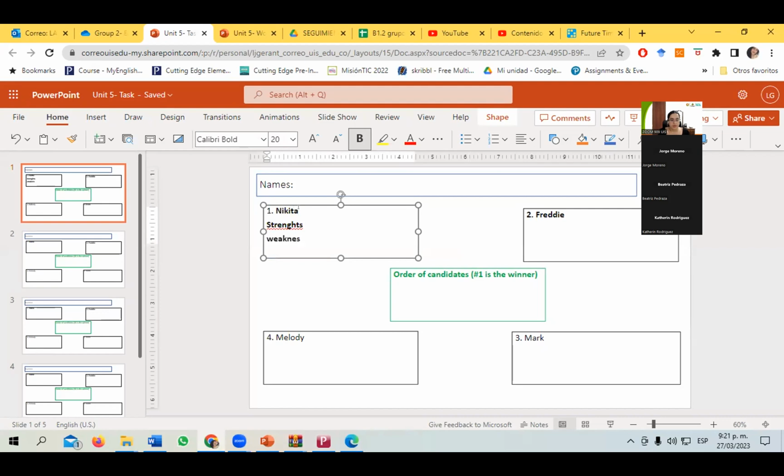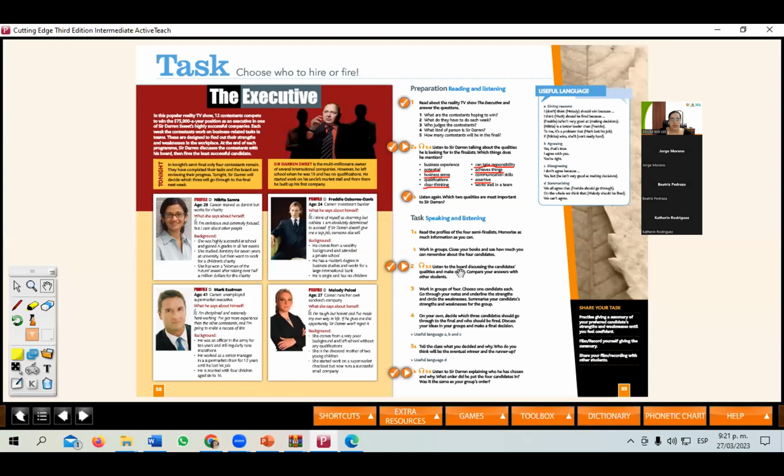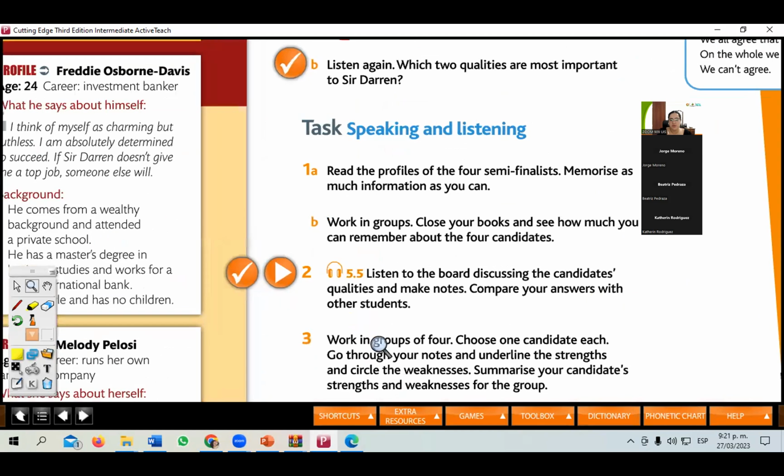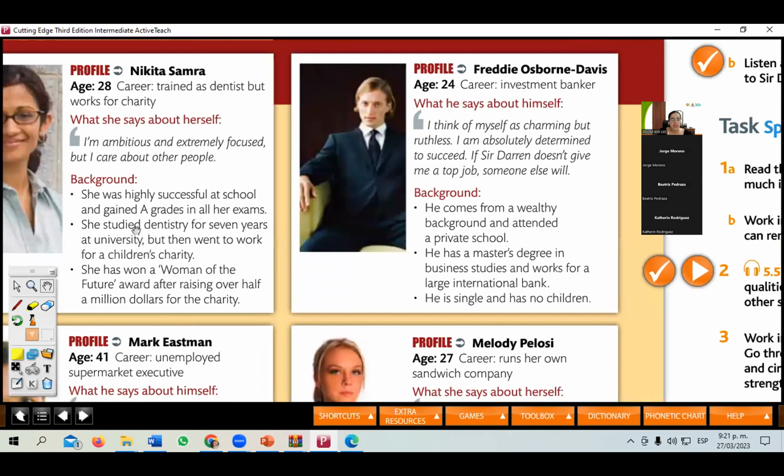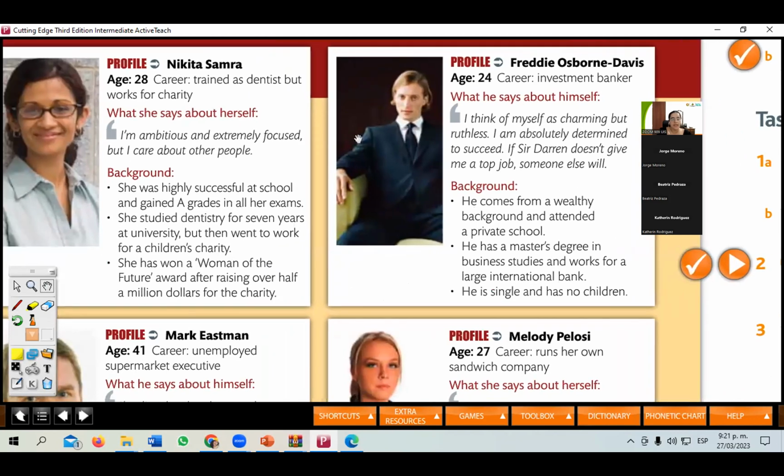No, teacher. Remember, for each... Sorry. Yes? In the group, is it necessary to listen to the 5.5 or only write the strengths and weaknesses? No, just write. We don't have enough time to listen to this, so don't worry about it. Just take from the text some strengths and weaknesses for each character.